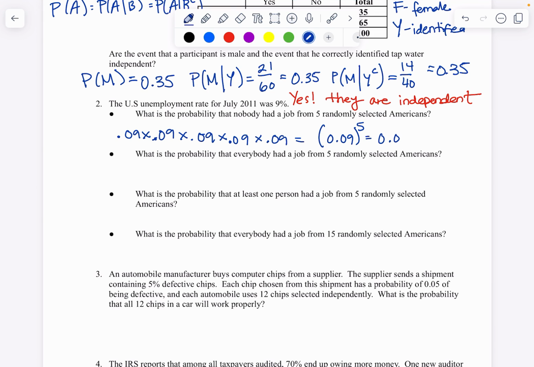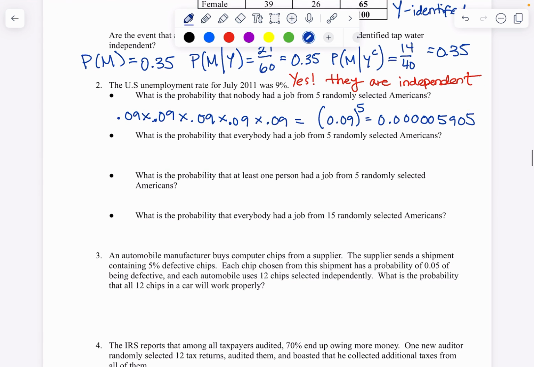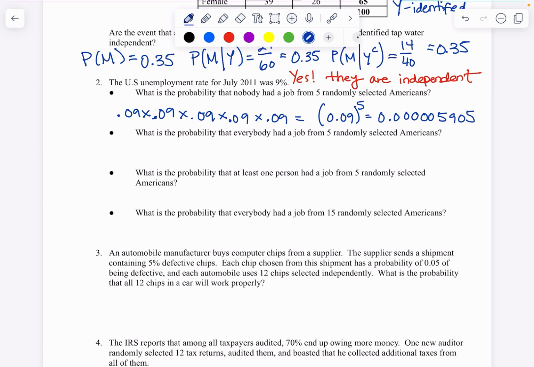Let's see, 0, 0, 0. Well, this should practically be written in scientific notation. 0.05905. Okay. What is the probability that everybody had a job from 5 randomly selected Americans? Well, if the probability that I'm unemployed is 9%, then the probability that I do have a job is 91% to the power of 5. It's going to give me 0.624.